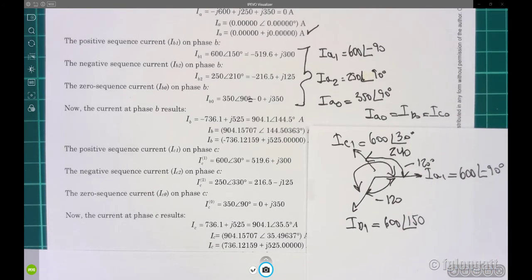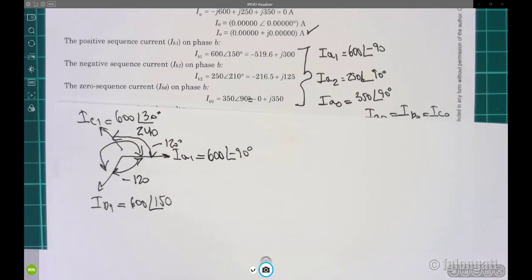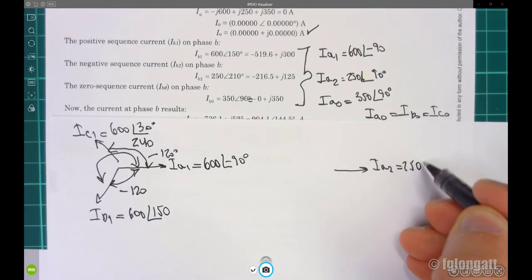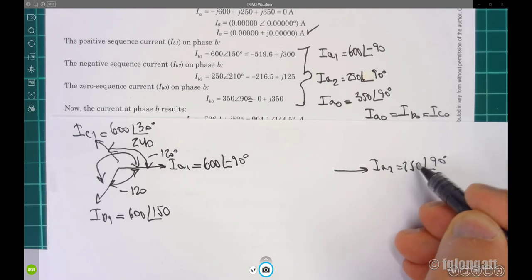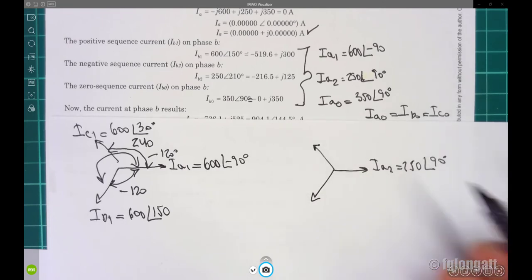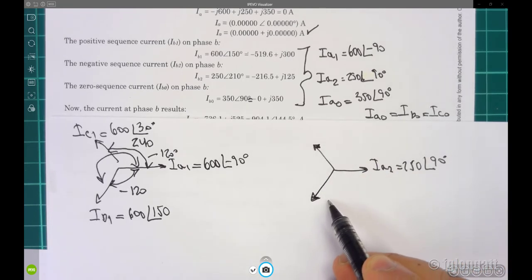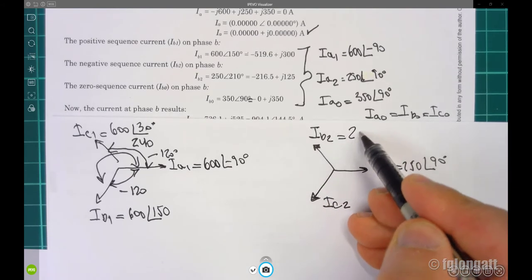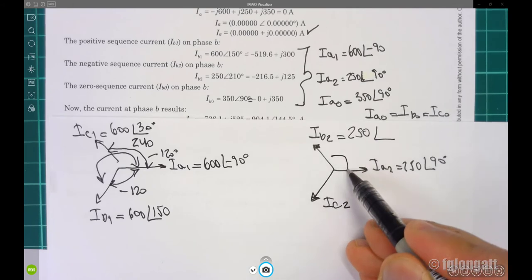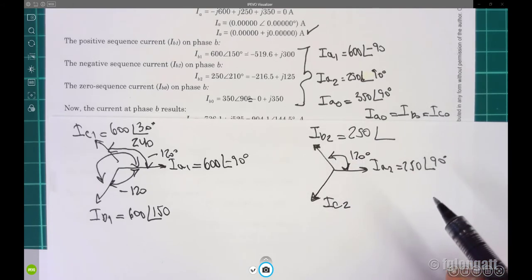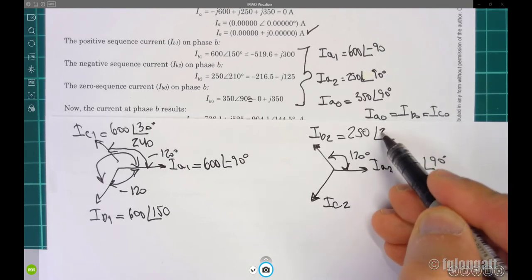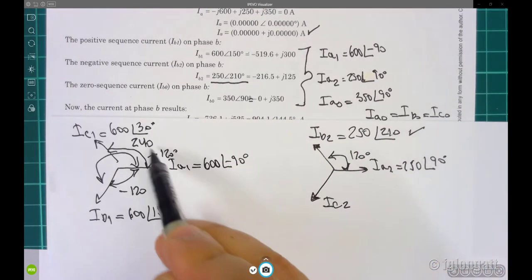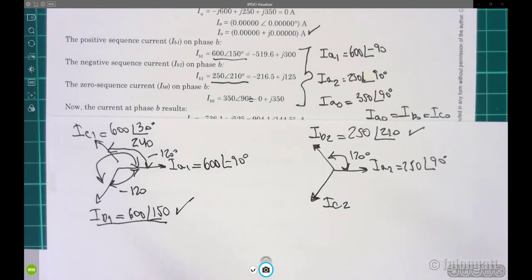Something similar happened for the negative sequence, okay? For the negative sequence, what you need to care is, okay, this is I2, and I2 is 250, 90 degrees positive. And then we have here the two other negative sequence components, this is IC2, and this is IB2. In this case, IB2 will be 250, and the angle should be 120, okay? That means 120 plus 19 is 210, and that is the reason that we have here this one, and we have here this one, okay?